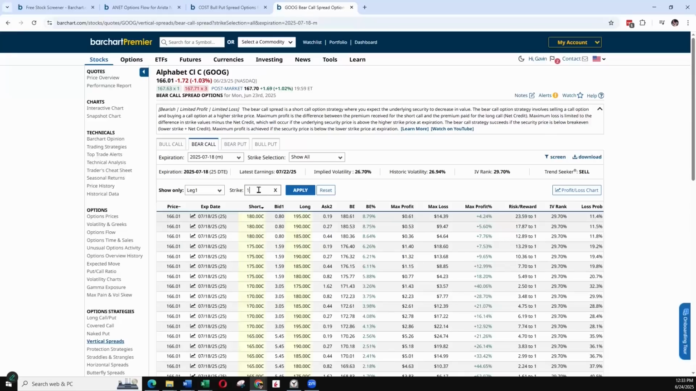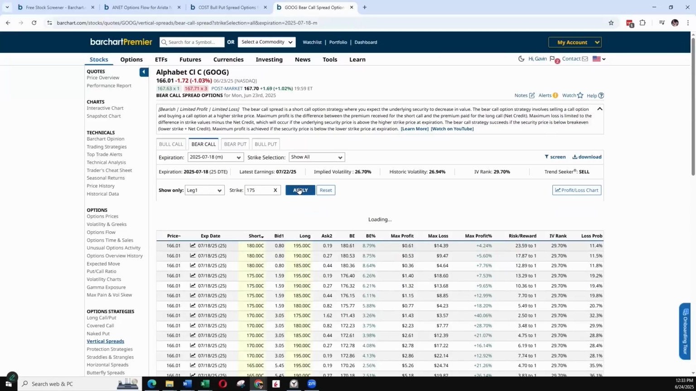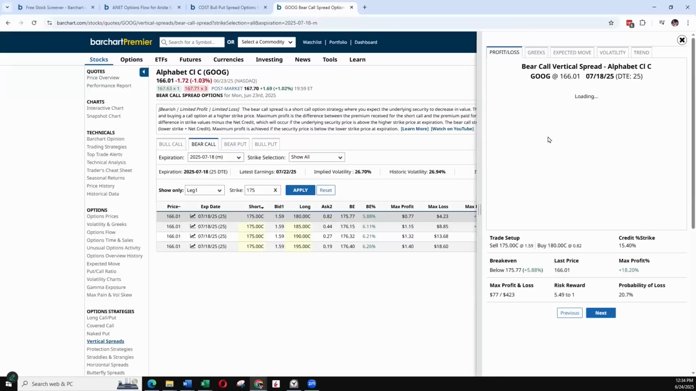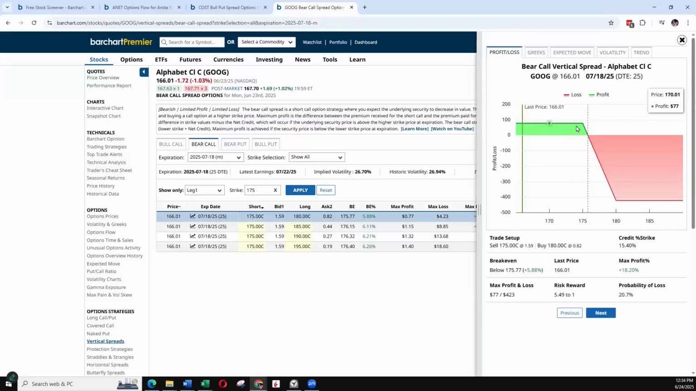And we're going to set our strike at 175. There's a $5 wide spread. We've got a 5.8% increase to our break-even price. We're generating $77 over 423 risk for about an 18% profit potential. So that's a really nice candidate. Again, we can look at the chart, profit and loss graph. There's our max profit, 77, provided the stock stays below 175. So there's our bearish candidate that, again, we found pretty quickly using our screener and some of the other bar chart tools.